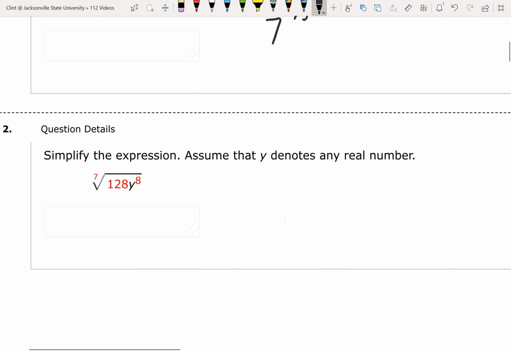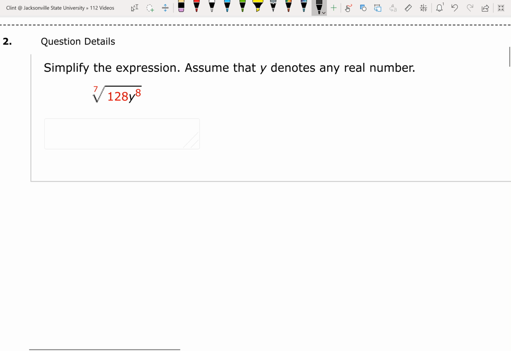Alright, number 2 says simplify the expression. Assume that y denotes any real number. So here, our index is 7. Okay, so what we're looking for is powers of 7 underneath the radical. So the way I like to start these is with the number part. So I'm going to come over here and start with 128 and break it down into primes.